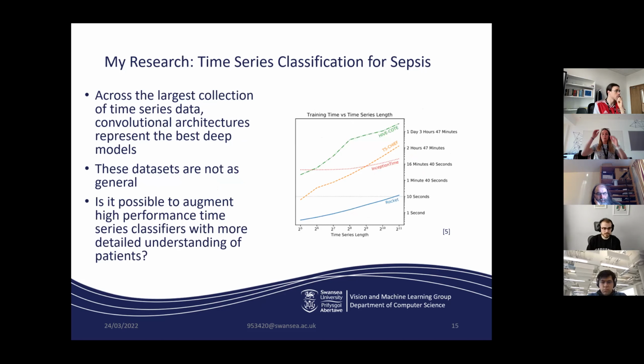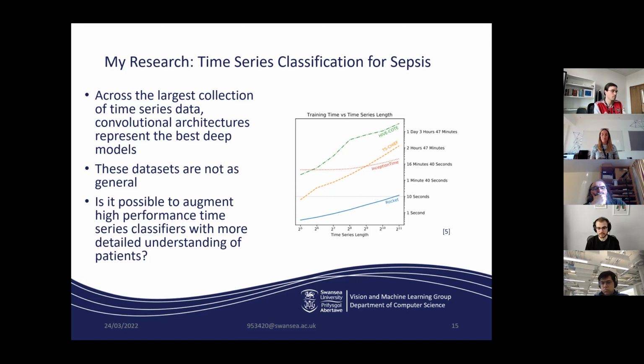So across the largest collection of time series data currently available in a repository that's commonly used, the best deep architectures are convolutional. These are the architectures that are analyzing images, where within some model you have these kernels that convolve across the input features of an image or of a time series, and these linearly transform this input data to extract features from it and to represent it in a different way that's useful.